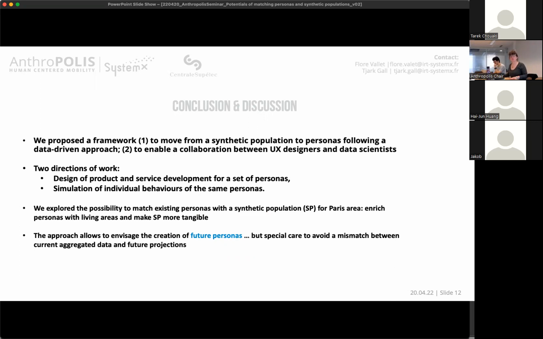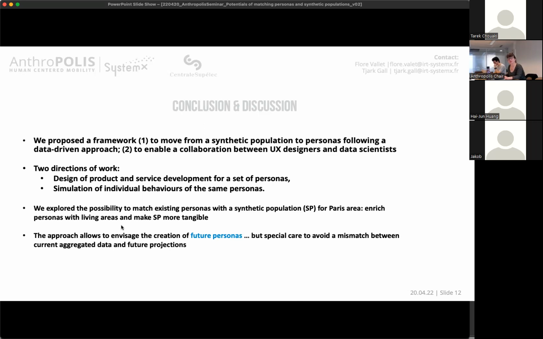So we explored this possibility for the Paris area with 13 different personas. And what we were able to do is to enrich the definition of the personas with their living areas, being statistically representative, and in the meantime, make synthetic populations more tangible by illustrating what the fictional persons could be behind this population.